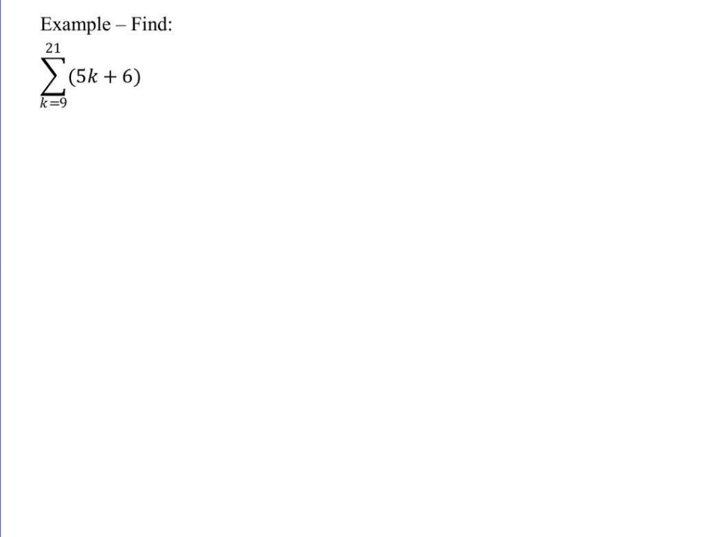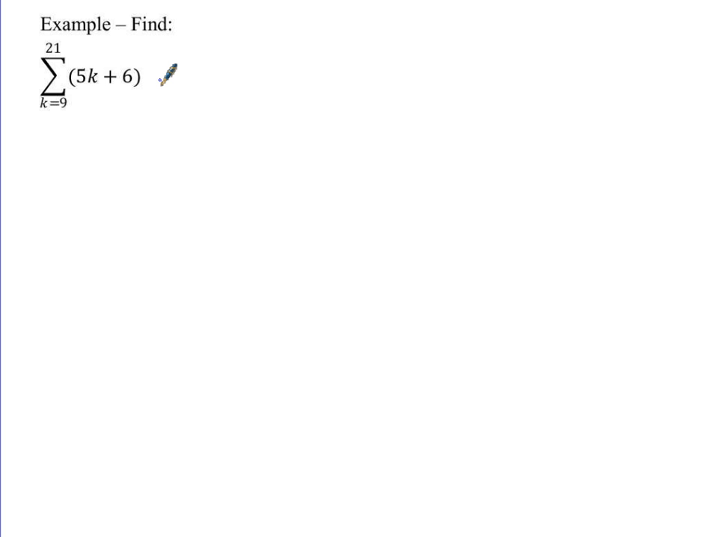All right, first example, find the sum. And by the way, this is how you would read this. With that Greek letter sigma sitting right there, you would say the sum from k equals 9 to 21 of 5k plus 6. And you're looking at it like, what in the world does that mean?